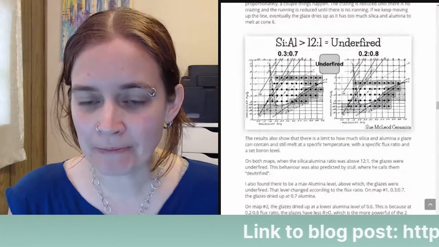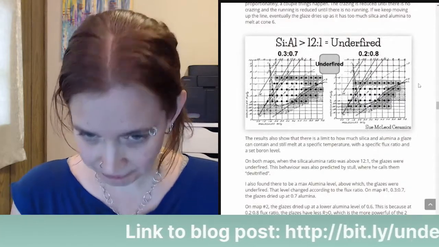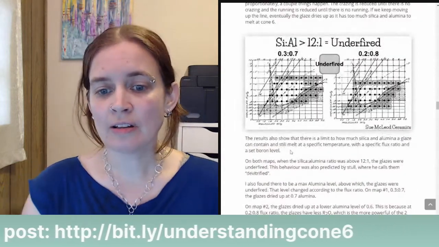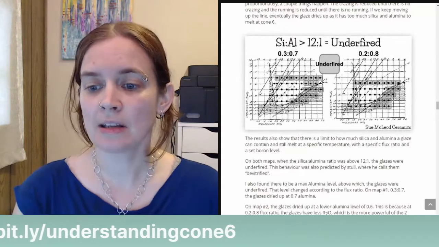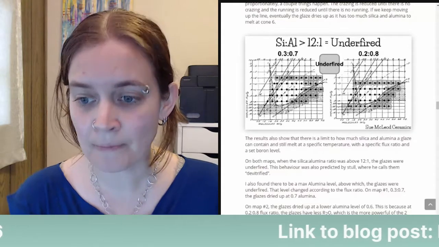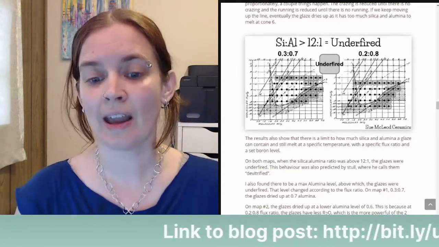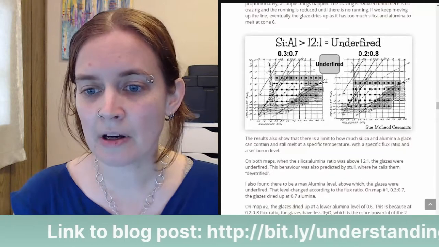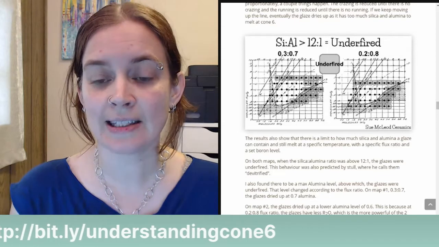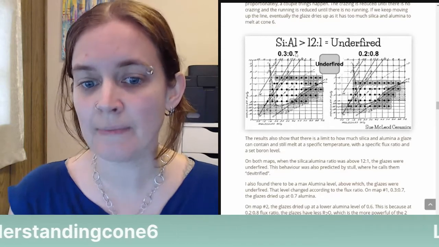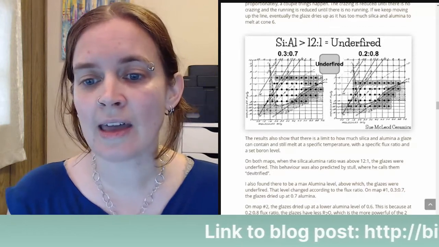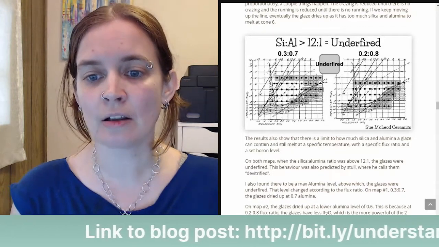Okay, so now let's get into the underfired results that I was just talking about a little bit. The results also show that there is a limit to how much silica and alumina a glaze can contain and still melt at a specific temperature with a specific flux ratio and a set boron level. You have to remember that all the tests on this one map have the same flux ratio, 0.3 to 0.7. They have the same boron level, 0.15. So the only thing that is changing is the silica and alumina levels.